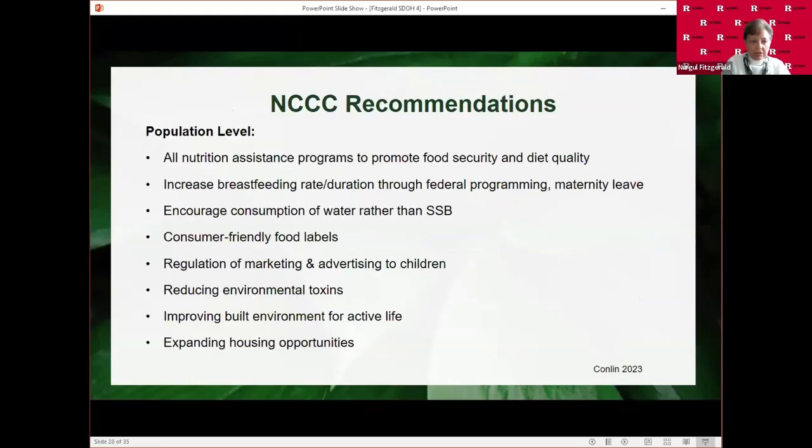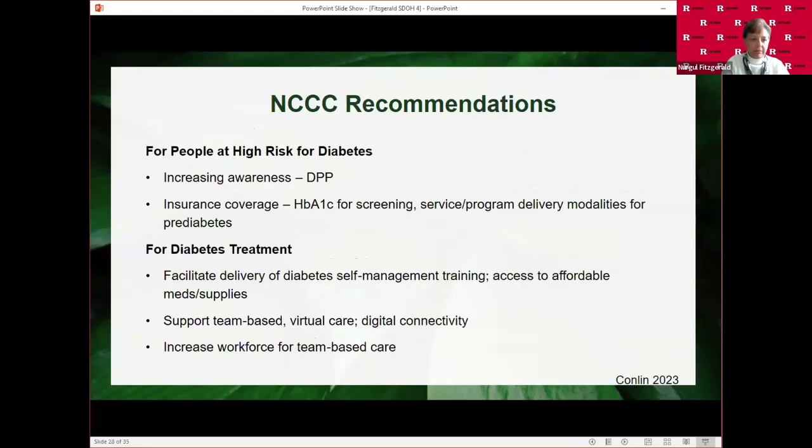At the population level, what strategies can be taken to have an effect on these, ranging from consumer-friendly food labels, encouraging consumption of water instead of sugar-sweetened beverages, nutrition assistance programs promoting food security and higher diet quality, expanding housing opportunities. So there are a lot of useful strategies they recommend.